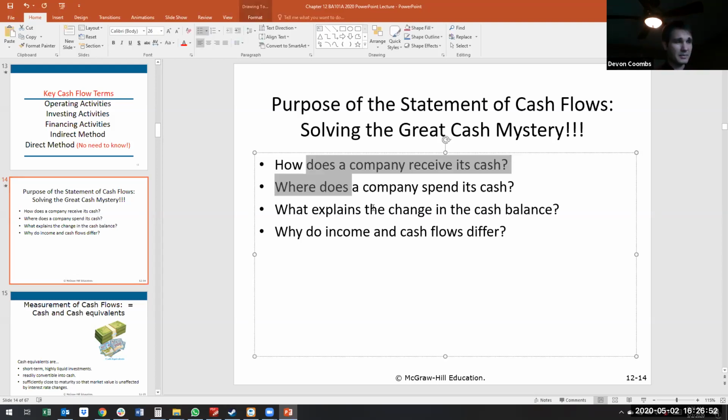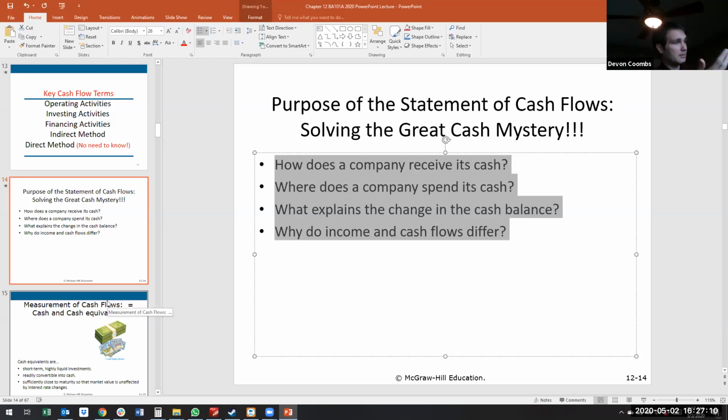So how does a company receive its cash? Where is the company spending its money? What explains the cash and the cash balance? What explains this change? And why does income and cash flow differ? So these are questions that I would ask before I join a company, before I am employed by them, before I invest in them. Understanding the cash, at the end of the day, a company can't run without cash.